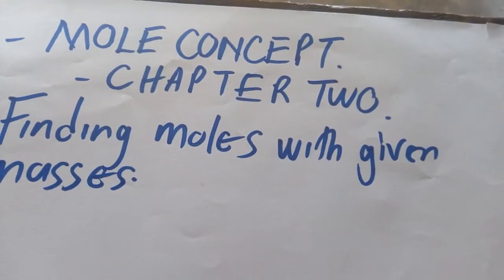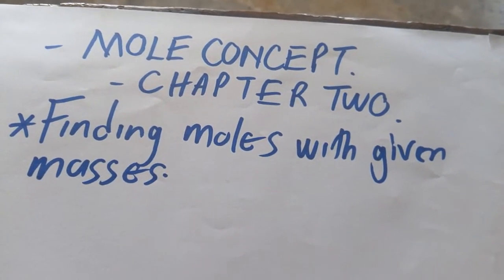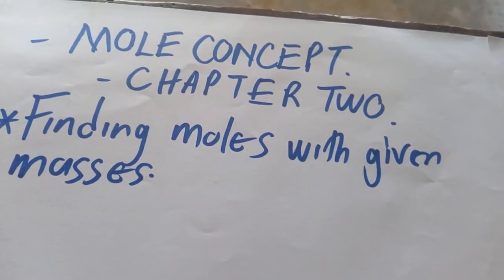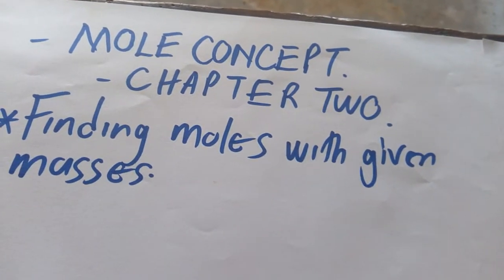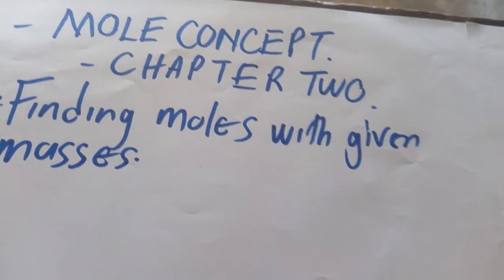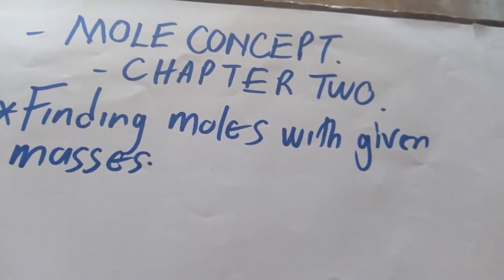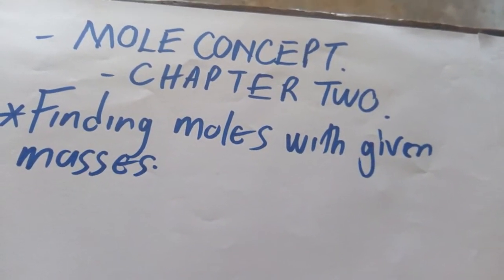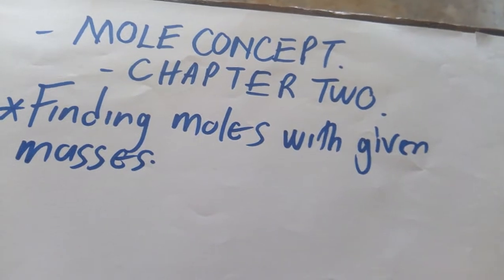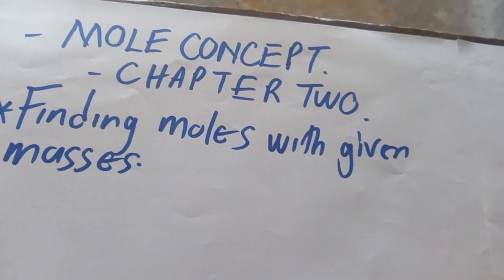Now we're going to look at the mole concept today, the second chapter, that's chapter 2. We're going to focus on finding moles when given the masses. Last time we looked at finding the masses of a given compound, that is the RFM and the rest. I apologize for the video which I sent, which was inverted due to some technical problem. Okay, now let us focus on today's chapter. Chapter 2, finding moles when given the masses. We can be given masses, maybe 40 grams of a given compound and so on.